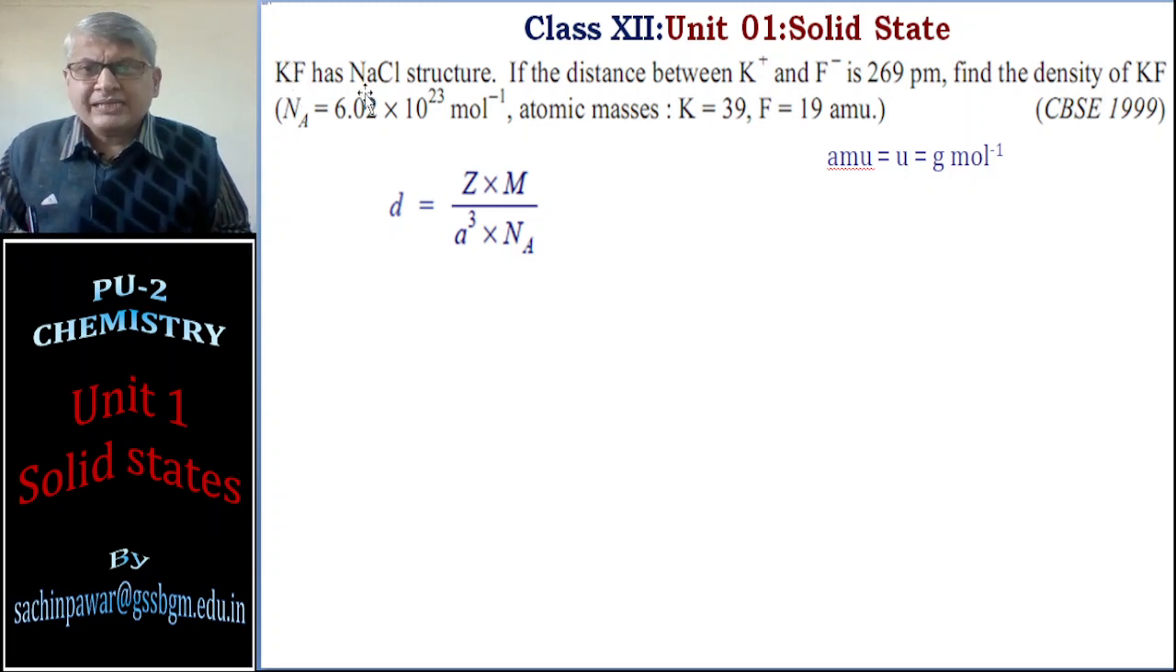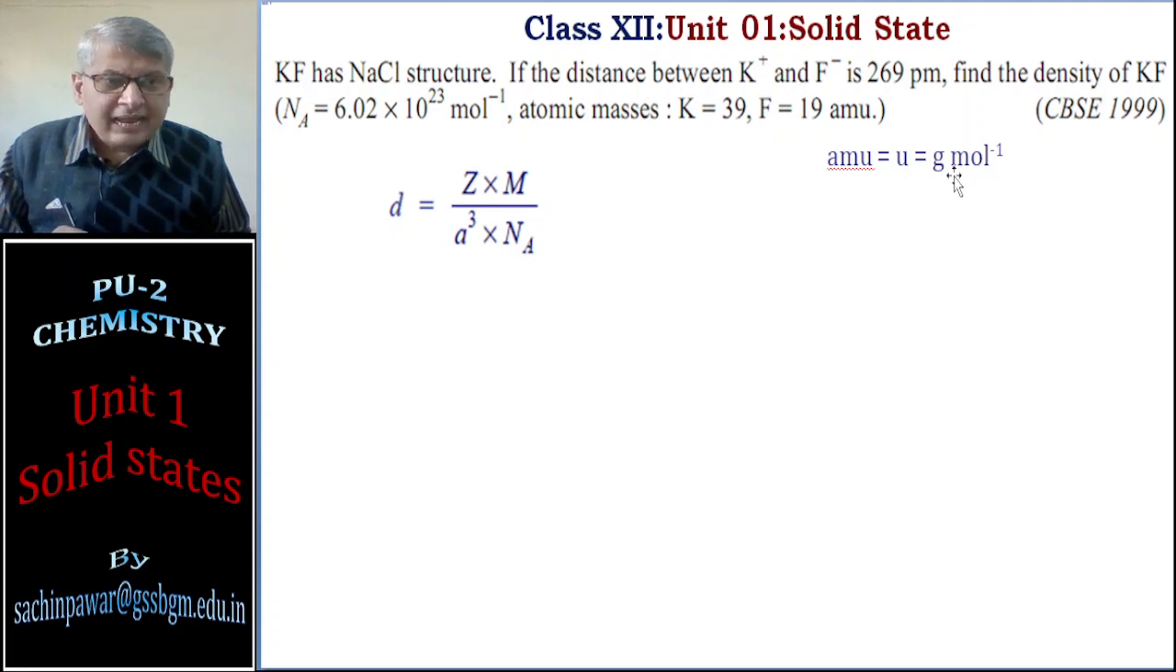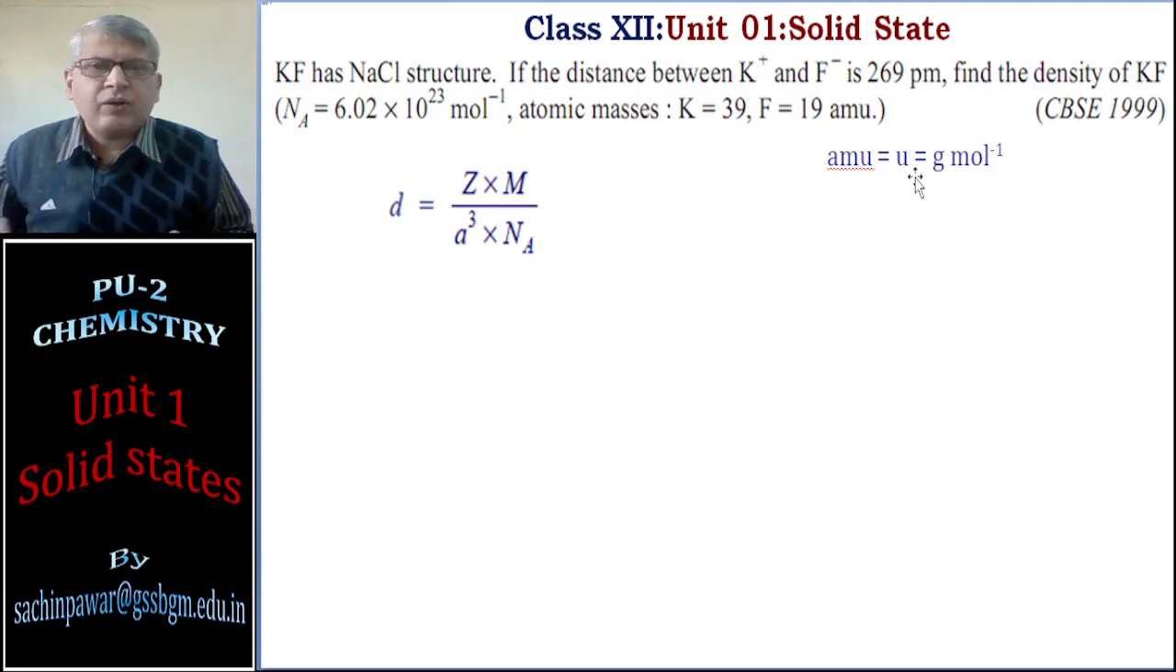KF has sodium chloride structure. If the distance between the K plus and F minus is 269 picometers, find the density of the KF. Na is 6.02 into 10 to the power 23 per mole. Atomic mass of K is 39 and F is 19 AMU. AMU stands for grams per mole; unified mass it is also called.